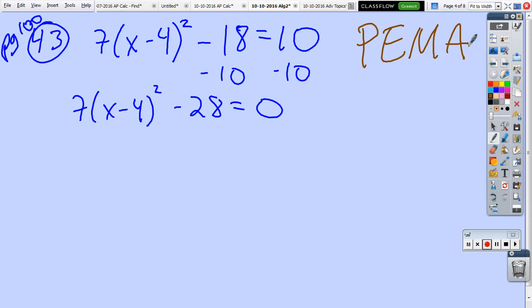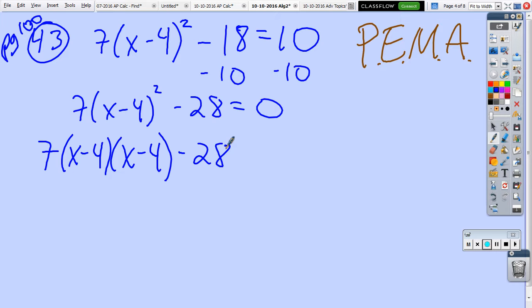PEMDAS, with multiplication and division the same level, addition and subtraction the same level. So it says we have to do exponents before we do multiplication. It comes before multiplication, so you have to take care of this first. So what is this? Well, I always say go ahead and do it the long way. That way you avoid making some sort of mistake. Actually, go ahead and show x minus 4 times x minus 4.